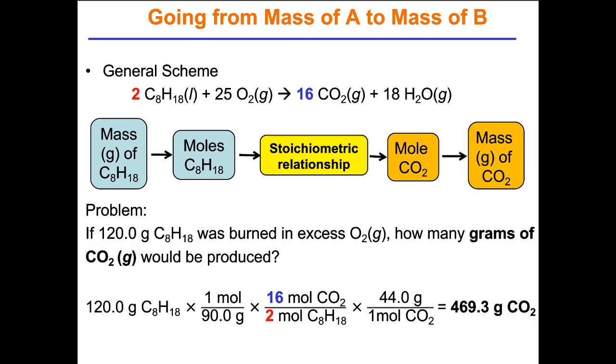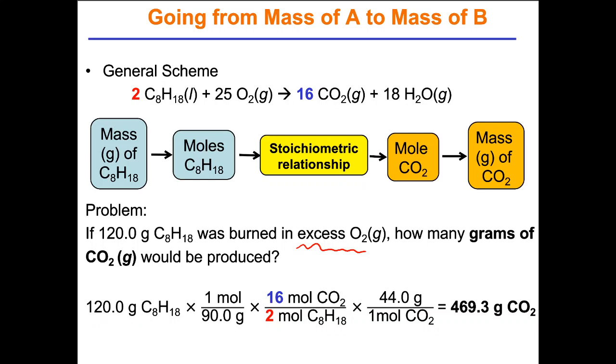So the problem they give us here is that if we start from 120 grams of octane, and we say we've burned it in excess oxygen. Okay, so we're assuming we have more than enough oxygen. If you see the word excess, it literally just means excess. It means you have more than enough. Okay, so how many grams of CO2 would be produced? So again, we'll start from what we know here. We know that we're starting from 120 grams of octane.